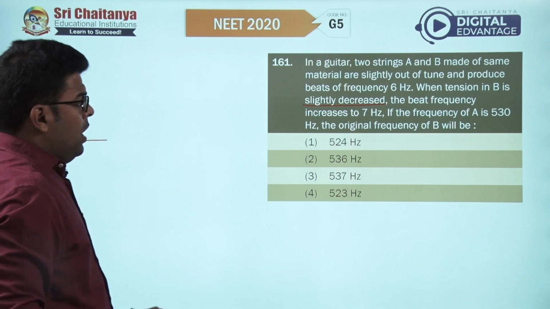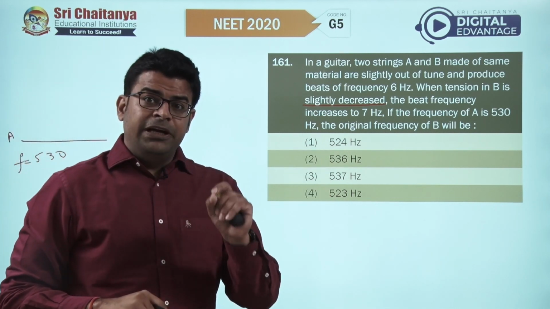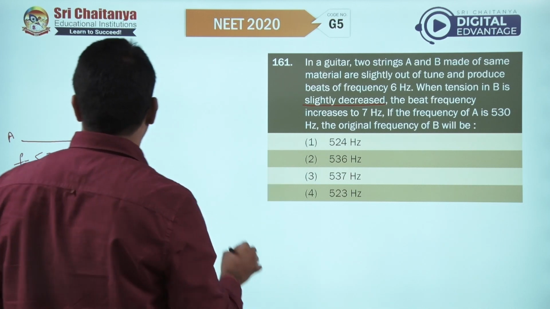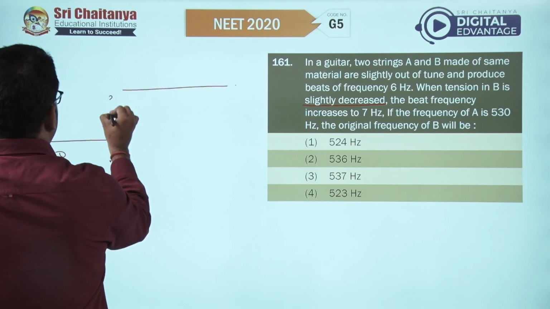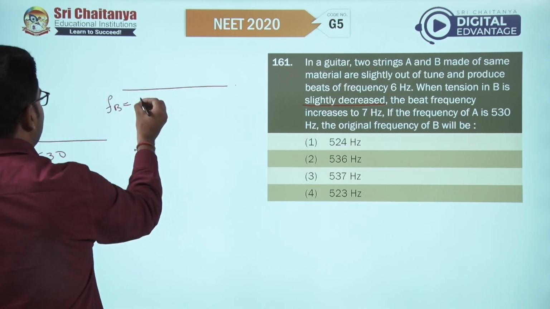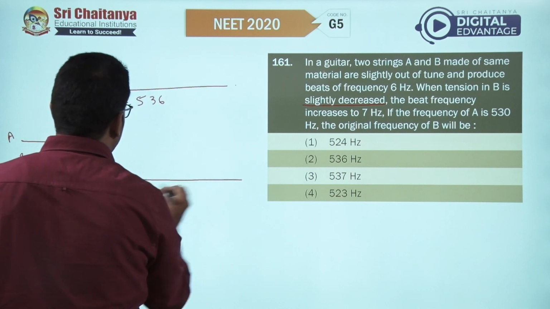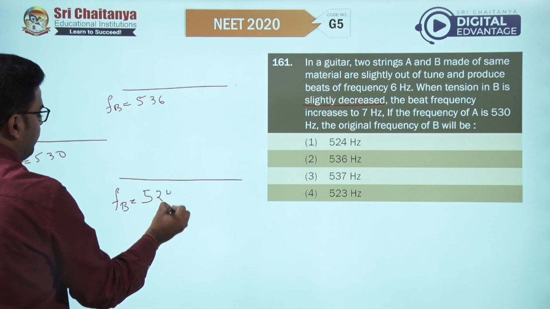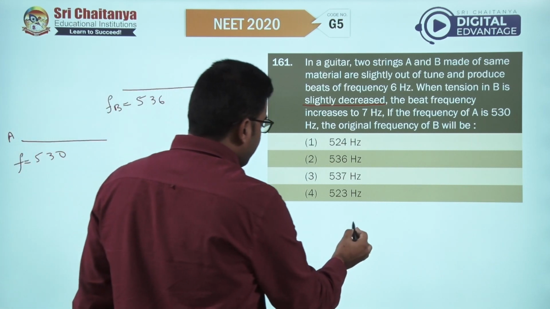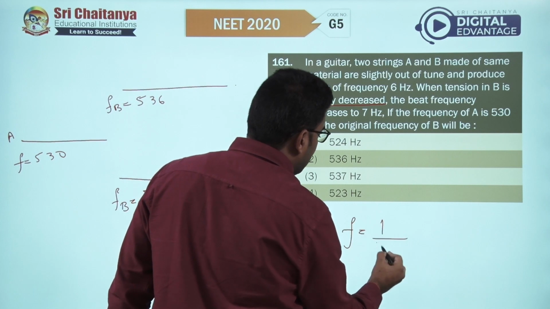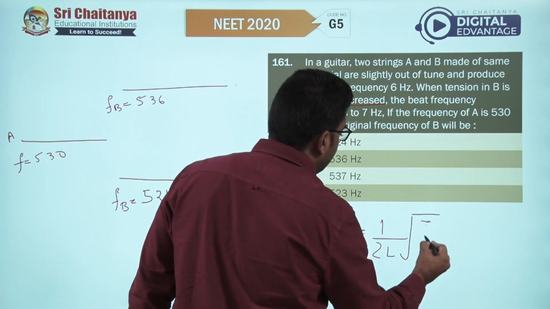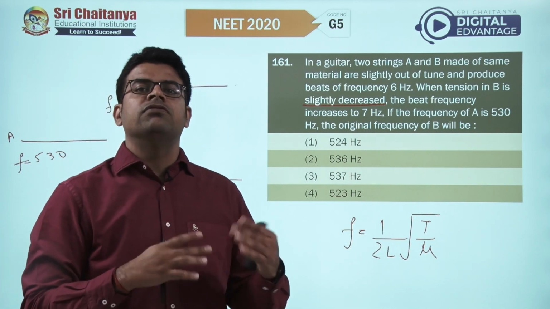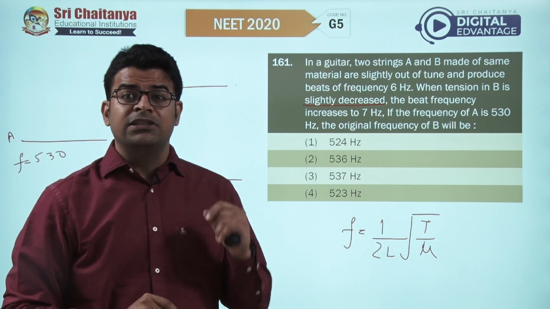Now originally A and B produce 6 beats per second. If A and B originally produce 6 beats per second, it means that the frequency of B can either be 6 higher, that is 536, or the frequency of B can be 6 lower, that is 530 minus 6, that is 524. Now we know that the fundamental frequency of an oscillating wire is 1 by 2L under root of T by mu. When we decrease the tension, what happens to the frequency of the vibrating wire? When we decrease the tension, the frequency decreases.